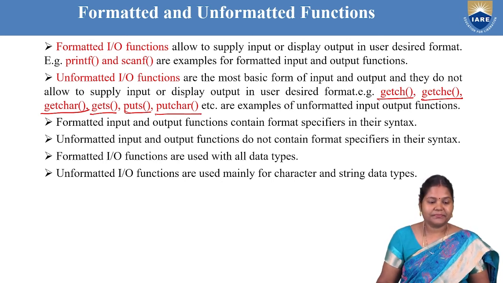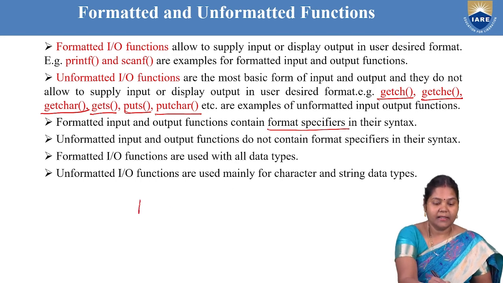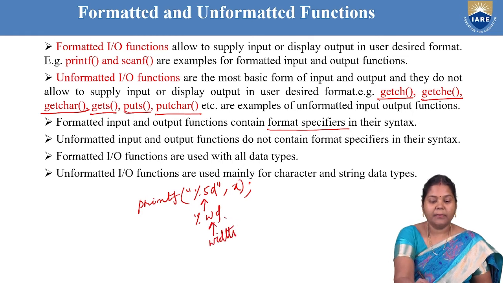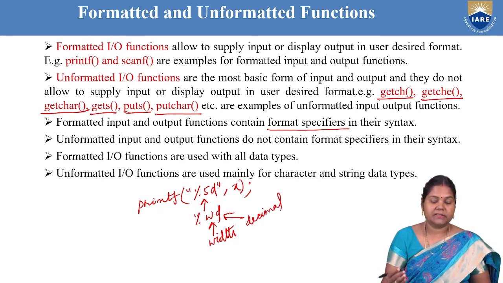Let us understand. Formatted IO functions contain format specifiers in their syntax. For example, if I am writing printf to print some output, I can mention %wd, say to print the value of x. Here it is in the format of %wd, where w is the width, and I'm telling that the x value is an integer type or decimal type, so that you print this decimal value by giving 5 spaces to x. So you're allocating 5 spaces and you're printing one decimal number or an integer.